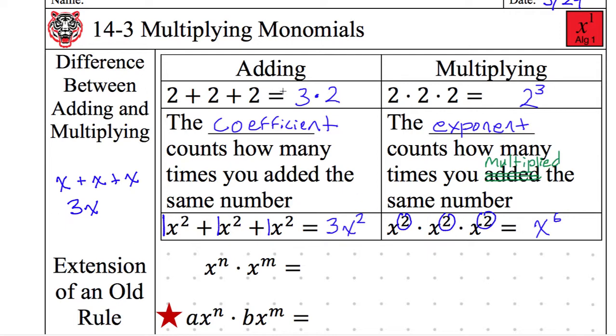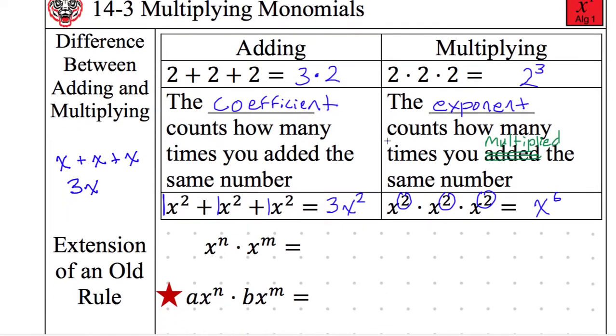The difference between adding and multiplying is whether you add the coefficient or whether you add the exponent. That is the key difference. If there's one thing that I want you to walk away with, it's that lesson, the difference between adding coefficient and exponent. If you just have that one rule, you'll be able to do all of the homework.